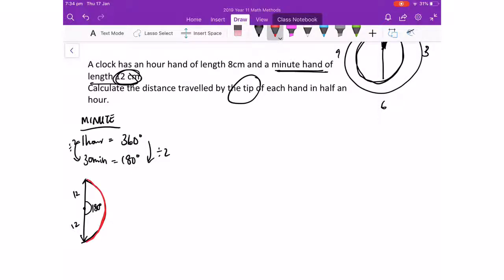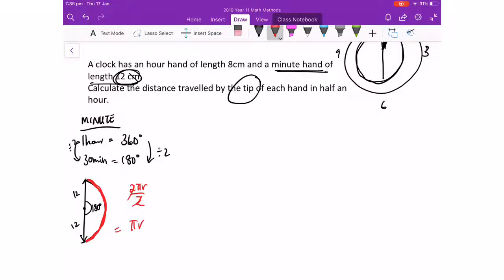That's what we're trying to find, this arc length, which is a part of the circumference. So we're using the circumference formula, 2 pi r. But we're trying to find a portion of that. We're not trying to find the full circumference, we're only trying to find half of it, so we divide by 2. So really we're just trying to find pi r.